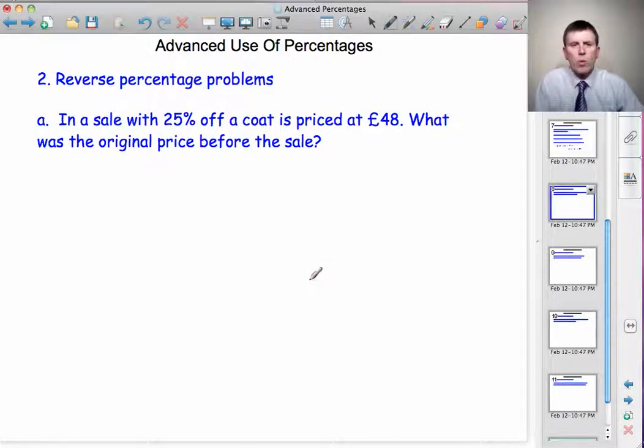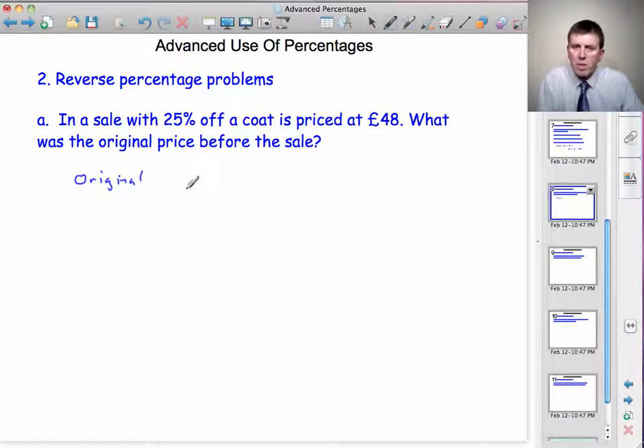In a sale with 25% off, a coat is priced at £48. What was the original price before the sale? Now, the best way to tackle these problems is to think what the shopkeeper has done. The shopkeeper had the original price and decided to give you 25% off.